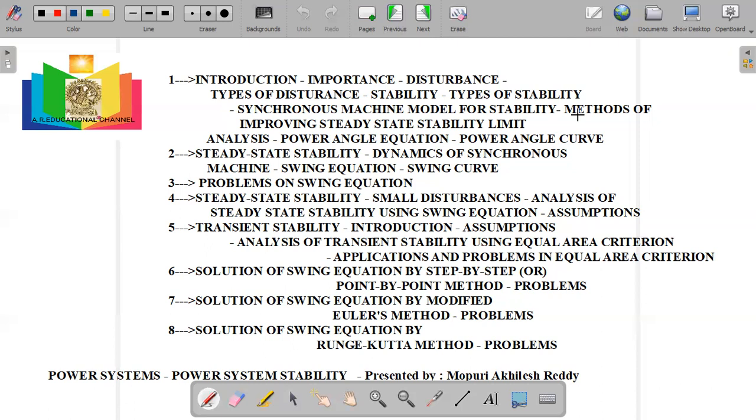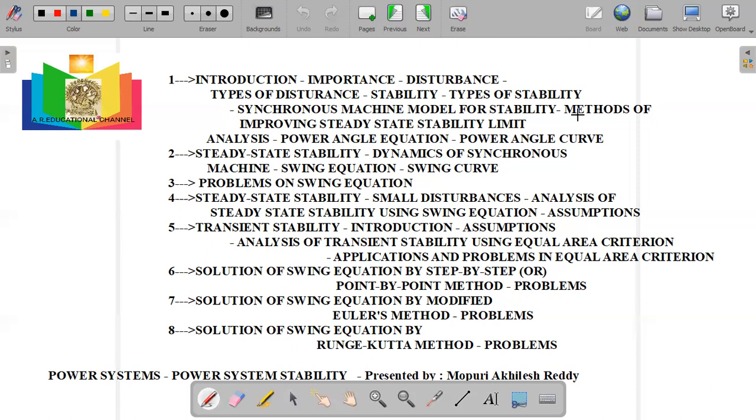So we will be designing a synchronous machine model for stability analysis. And what are the methods of improving the steady state stability limit? Then what is the power angle equation and power angle curve? Then dynamics of synchronous machine, that is swing equation and swing curve. Then problems on swing equation.